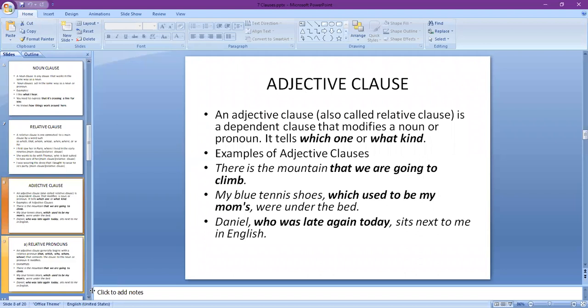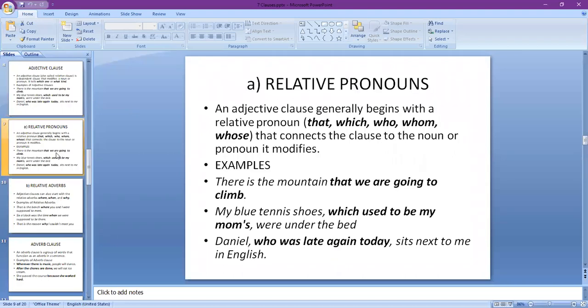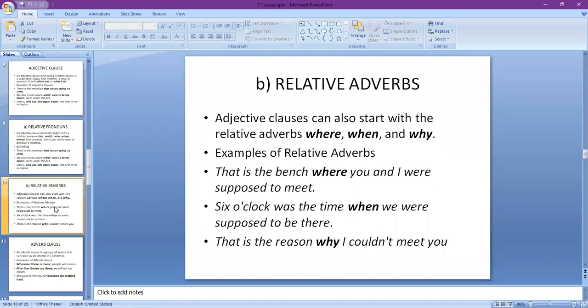Okay. Now, moving further, relative clause. Oh, sorry. Relative adverbs. An adjective clause can also start with the relative adverbs where, when, and why. That is the bench where you and I were supposed to meet. That is the reason why I couldn't meet you. So these are where, when, and why. These act as the relative adverbs to the adjective clause as well.